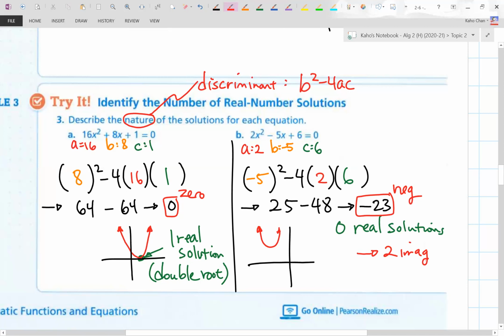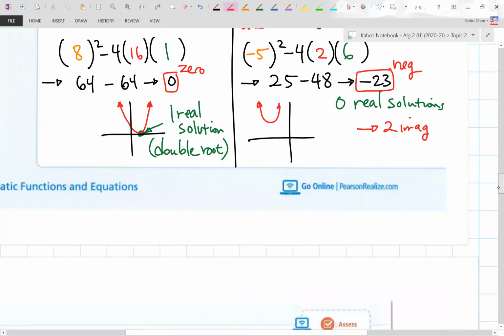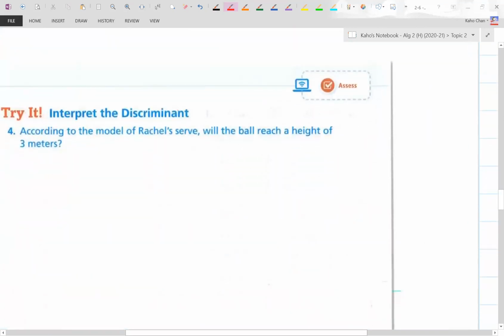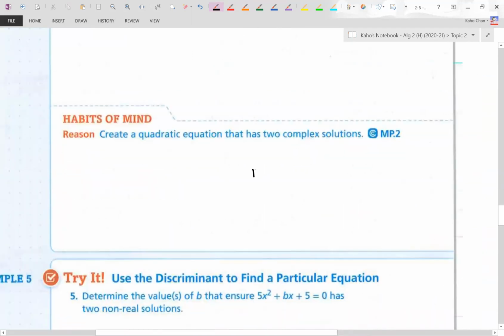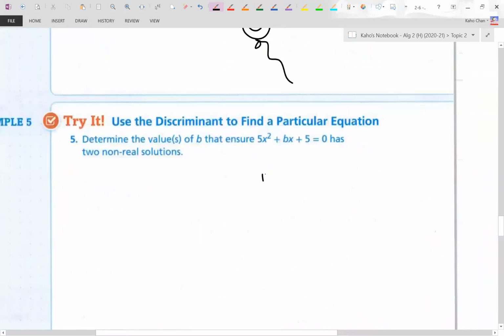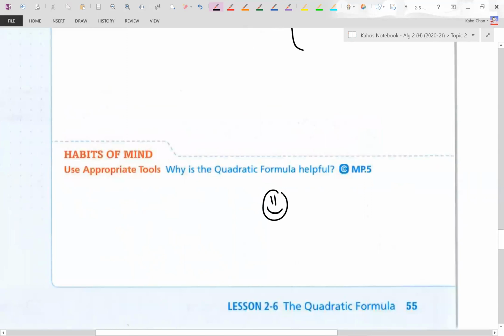All right. We are going to skip the next page and jump to the last page of this lesson. So let's do this for number 4 and number 5. And let's jump to the last page here.